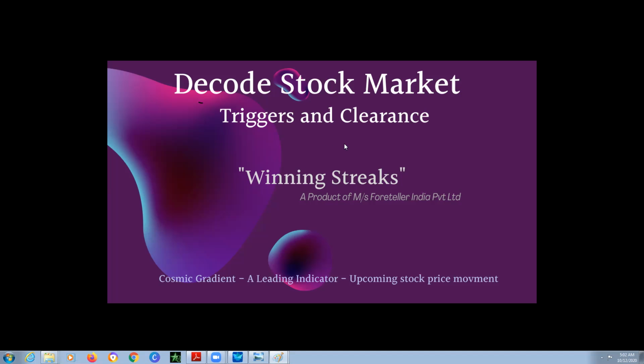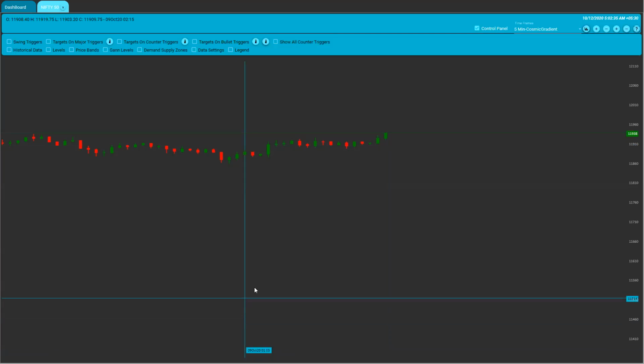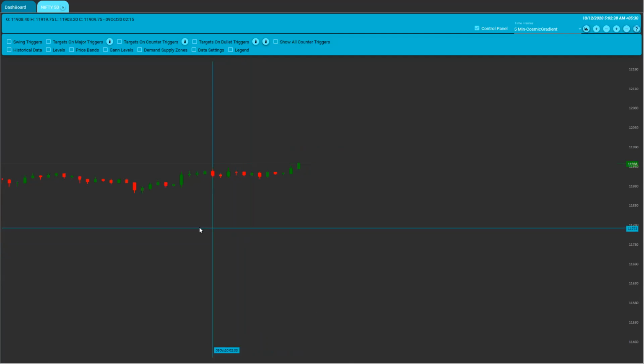Now we are covering how the triggers have to be plotted and how they have to be removed from the screen. So now coming to our software part, we'll elaborate the things. See, I have opened a Nifty chart here.